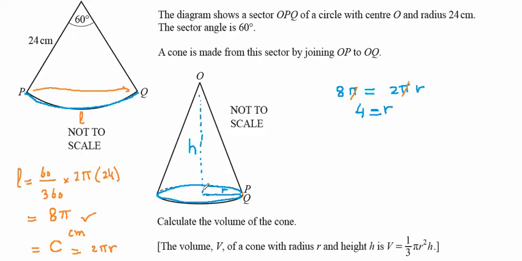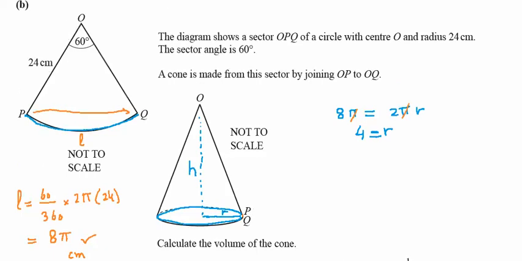And now we know that this length is called the slant height of the cone. This will be the same as this 24, because OP is this OP here. If you see this one, OP length and OQ length both are 24. So now we have a right angle triangle with this radius r as 4 and this hypotenuse as 24. So we can find the height easily by using the Pythagoras theorem.